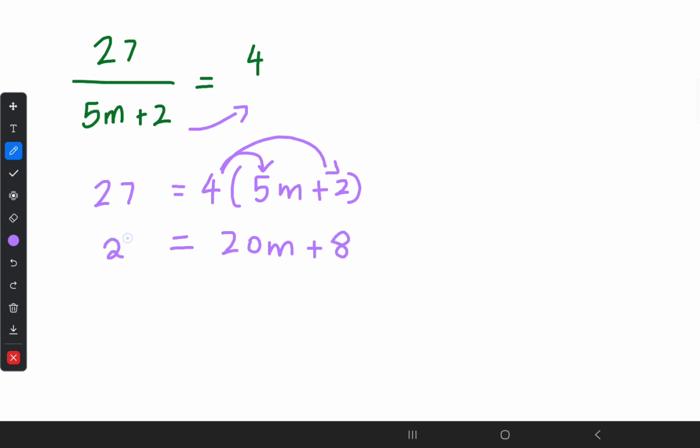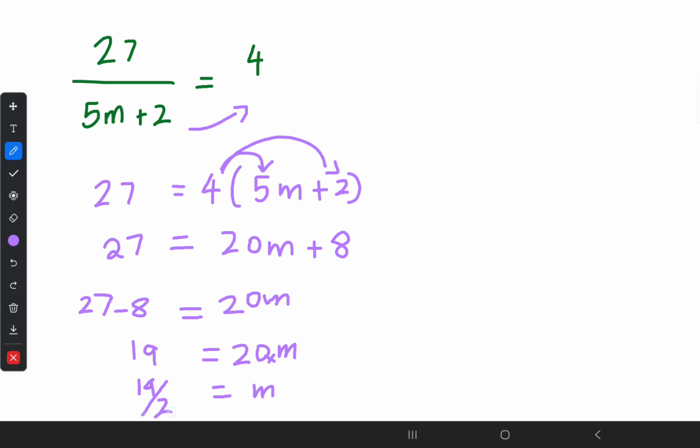That equals 27. Thereafter I will bring the positive 8 over as a negative 8 first. 27 minus 8 equals 20m. 27 minus 8 would be 19, equals 20m. Then finally the answer for m: the multiplicand 20 will become a dividend. When you bring that to the other side, it becomes a divisor. So 19 upon 20 is the answer for m.